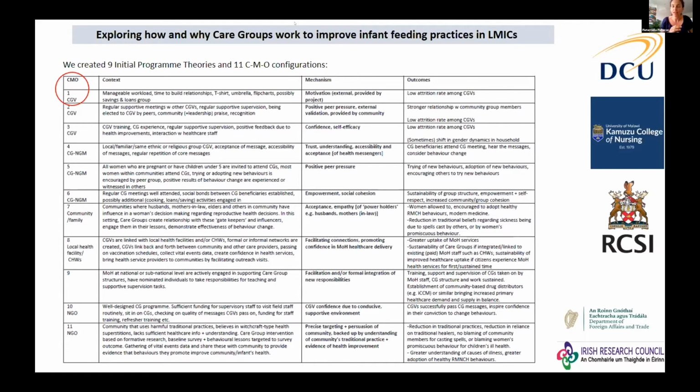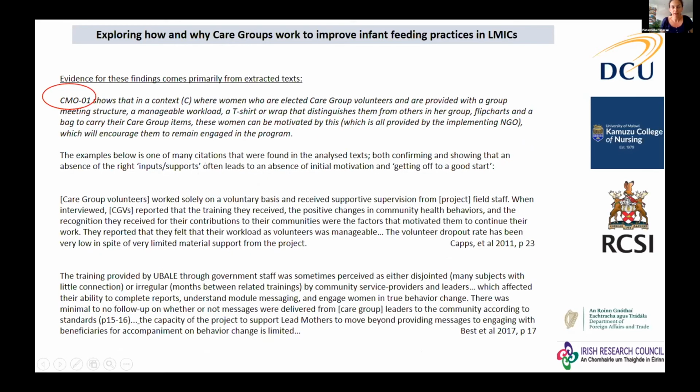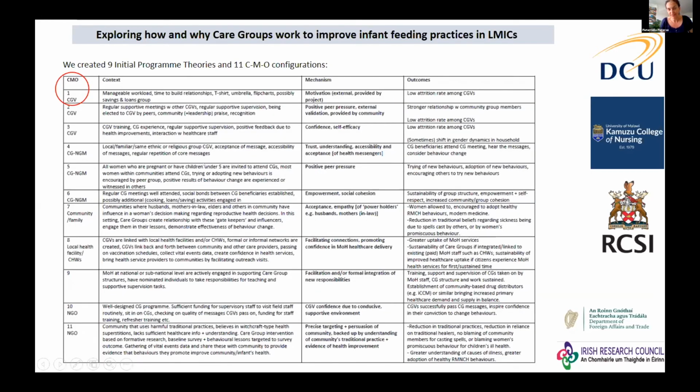So we theorize how each of those different players, in their own context, interact with the care group intervention, and how that leads to outcomes. And really what that leads to is for us a table of context, mechanism, and outcome. So you have a table of CMO configurations, CMOCs, and then each of those needs to be either confirmed or refuted by the text that we're working with.